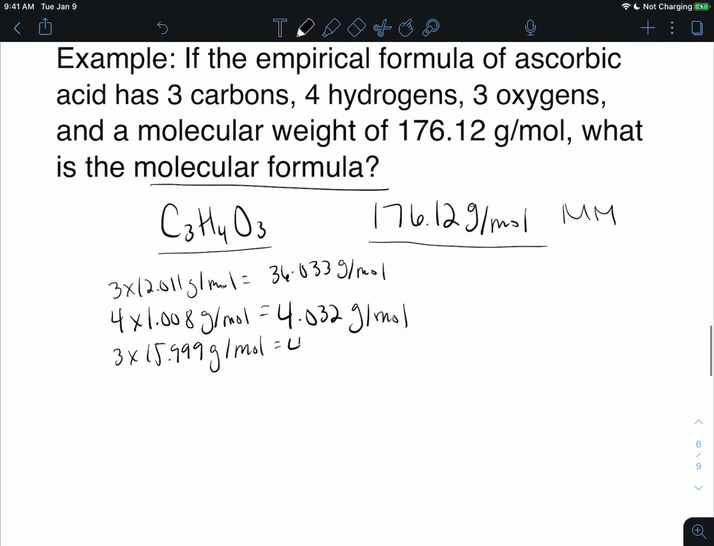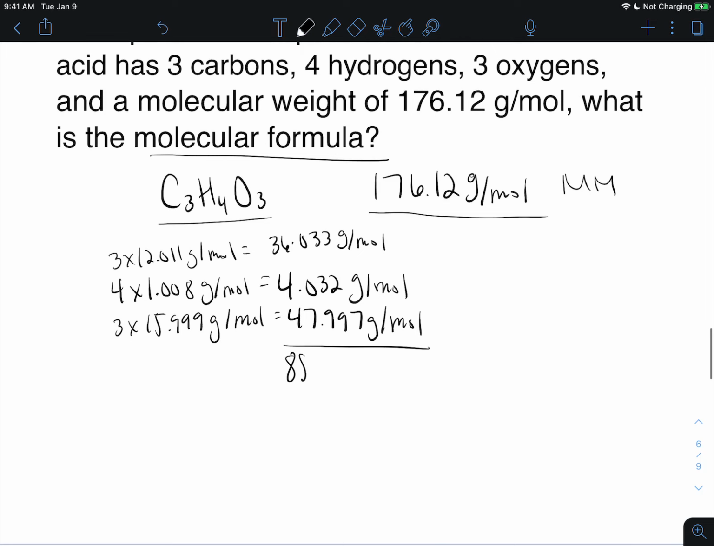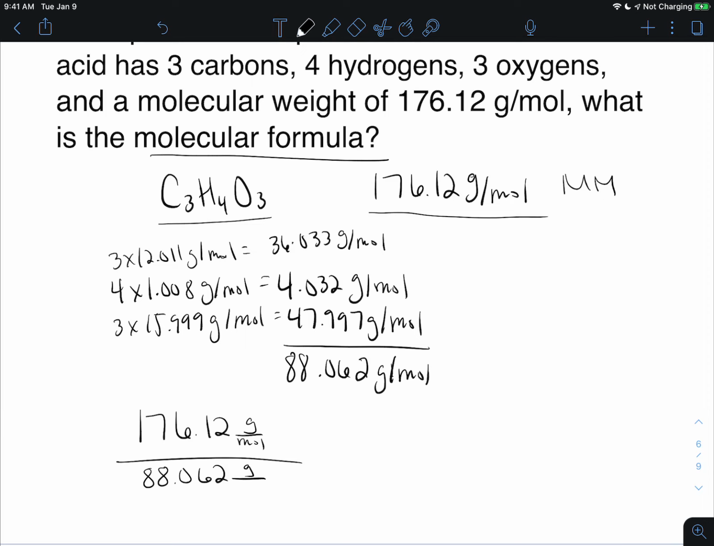Giving us 47.997 grams per mole. Add that all together, and we get 88.062 grams per mole. So we're going to take that 176.12 grams per mole divided by 88.062 grams per mole, and we get a value of 2.